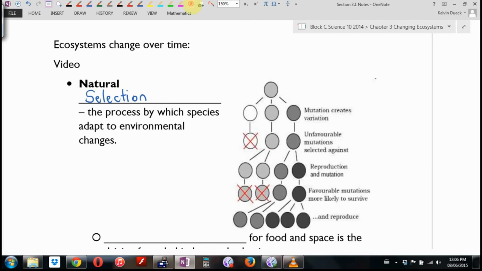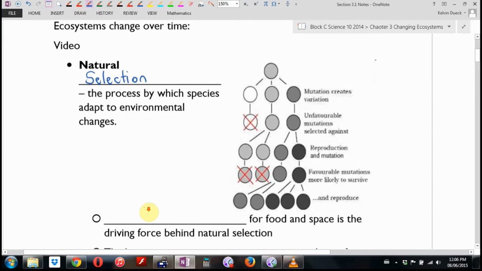So in your DNA, some kind of DNA mutation can create a variation. If the variation is disadvantageous, the odds are that that particular life form or organism will not live long enough to reproduce and pass that mutation on to its offspring. If you have a favorable mutation, favorable mutations are much more likely to survive and reproduce. Natural selection, the process by which species adapt to environmental changes.